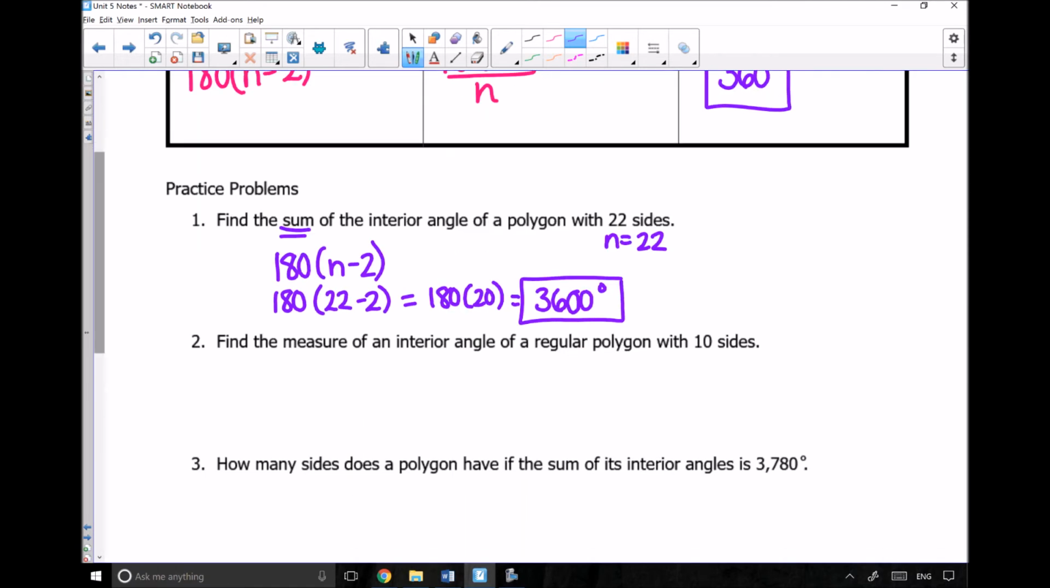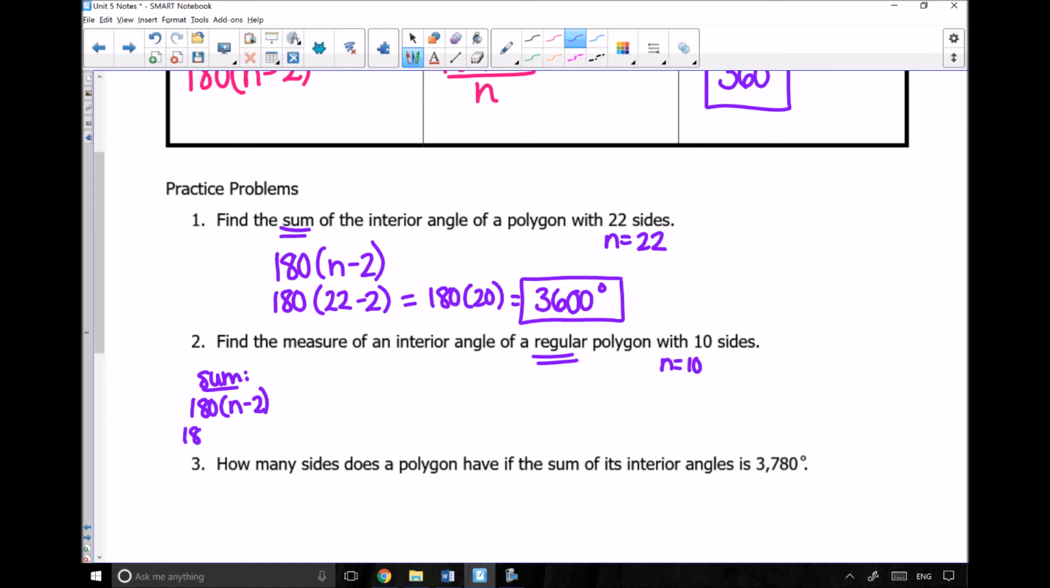Question number 2. Find the measure of an interior angle of a regular polygon with 10 sides. So let's find the sum first. So to find the sum, we're going to do 180 times n minus 2. And here we know that n is 10.